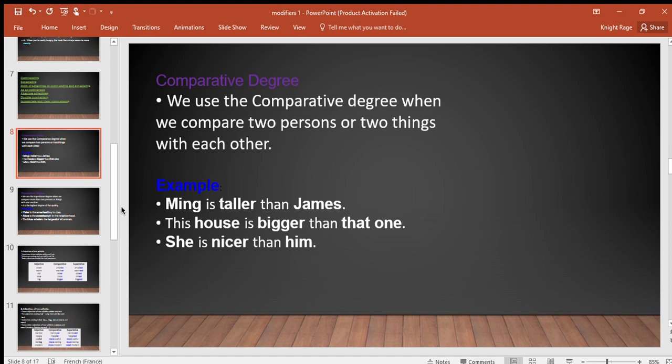We use the comparative degree when we compare two persons or two things or two places or two equal items with each other. For example, Ming is taller than James. This house is bigger than that one. She is nicer than him. Remember that when using the comparative adjective, you have to add "than" after it.